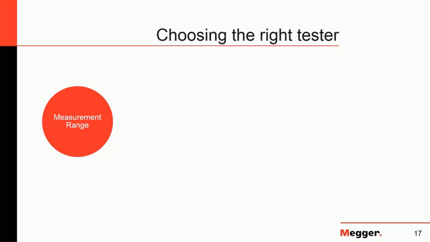Let's say if I want to measure the winding resistance of transformers, for example, I know I will have readings in the range of milliohms, but what if I want to measure the resistance of circuit breaker contacts? Then I know I will have readings in the range of microohms. So it is important to know what I'm going to be testing in order to select the right range of my instrument.